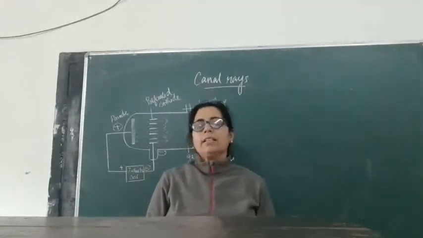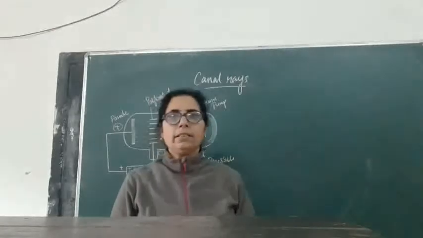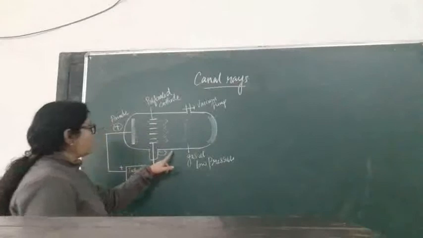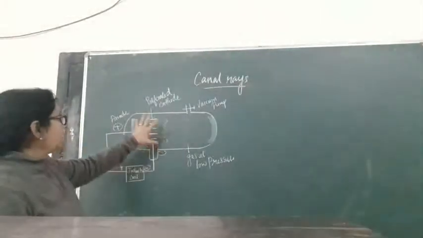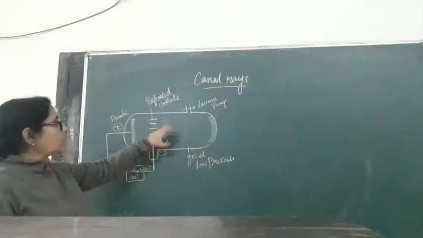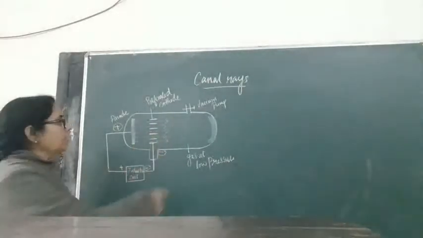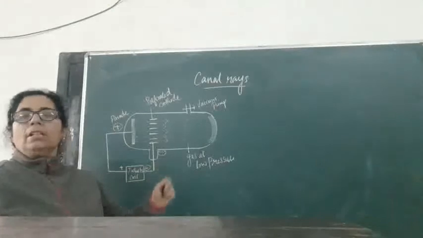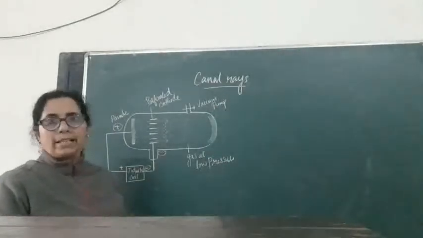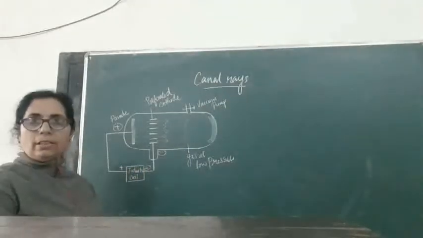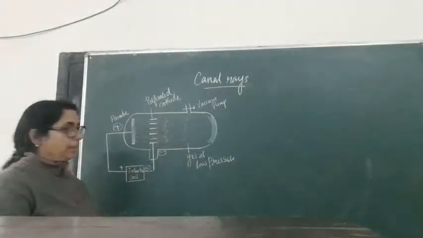So with that, the experiment was again conducted in a discharge tube. A similar type of discharge tube was taken, and any gas can be taken here, air or any other gas. The color of the glow that comes depends upon the nature of the gas that you take. I just forgot to tell you this earlier, but keep this in mind.